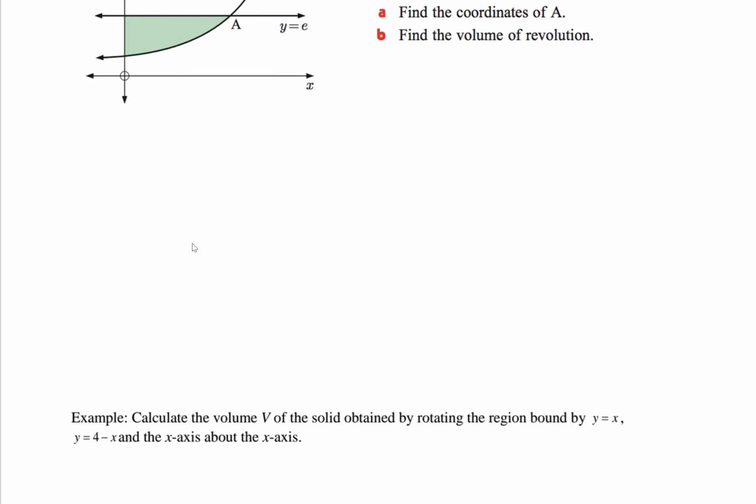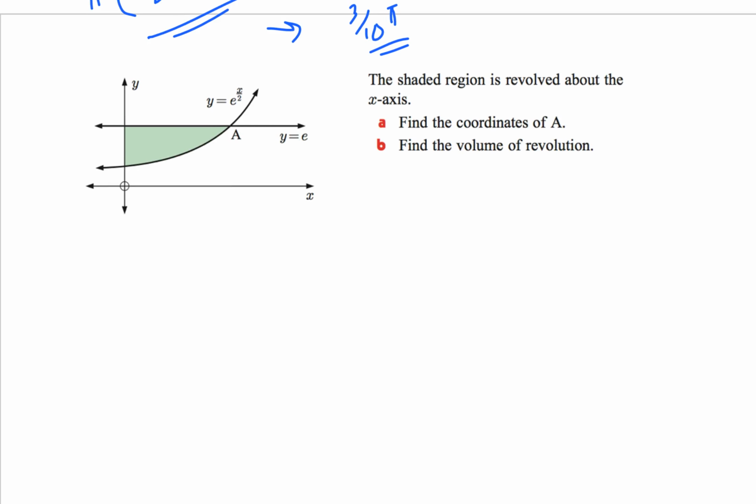So let's do one more or two more. This next one, same idea, right? We want to rotate this region around. So first thing we have to do is find where they intersect. Right, because it looks like my integral is going to go from 0 to a, which I don't know what a is yet. So let's find the intersection first. So remember when we do that, you set them equal to each other. So e to the x over 2 equals e to the 1. Take a natural log of both sides, you get x over 2 equals 1, times it by 2, x equals 2. So that's at 2.